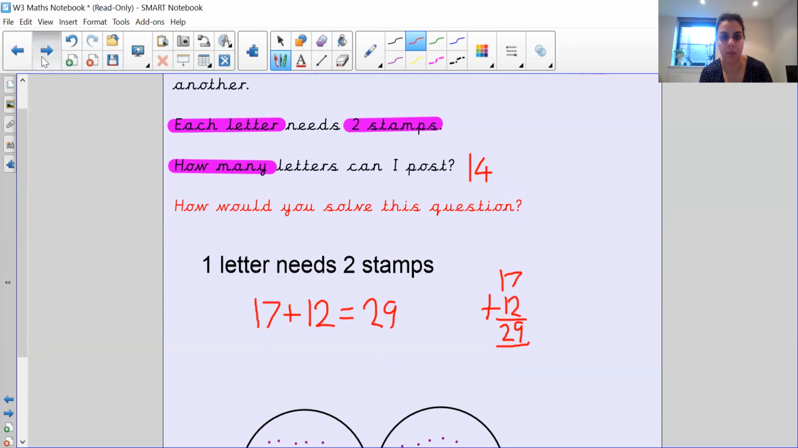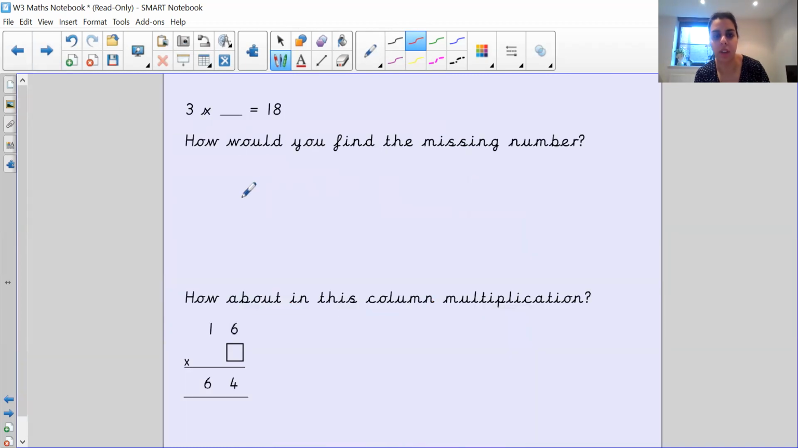Okay, let's have a look at this question. So these are all different questions using multiplication and division, because in your independent task, there's going to be a range of different problems. How would you find the missing number? 3 times something is 18. Now we've done this before when we've looked at the inverse. Pause the video. What does inverse mean?